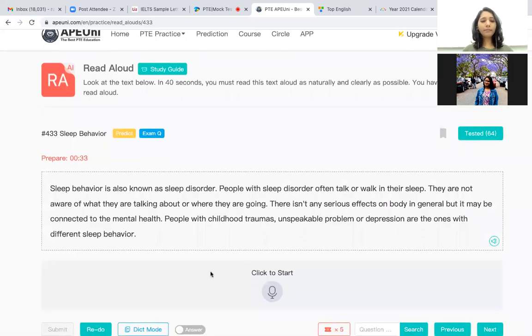Sleep behavior is also known as sleep disorder. People with sleep disorder often talk or walk in their sleep. They are not aware of what they are talking about or where they are going. There isn't any serious effect on the body in general, but it may be connected to mental health. People with childhood trauma, unspeakable problems, or depression are the ones with different sleep behavior.